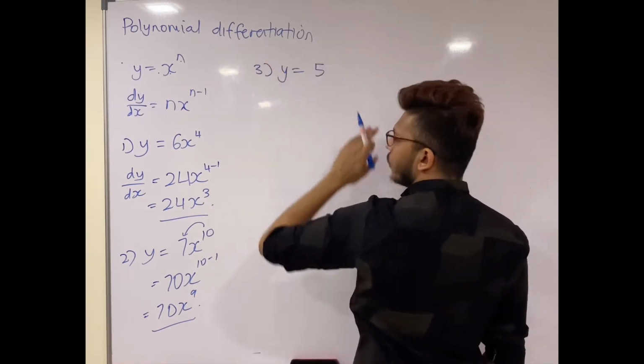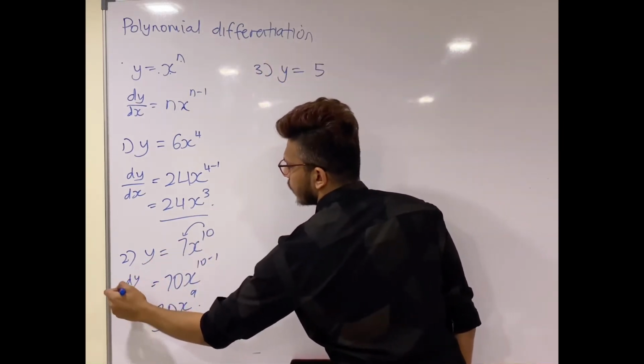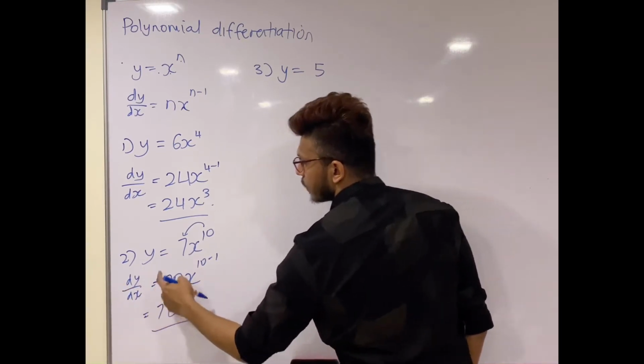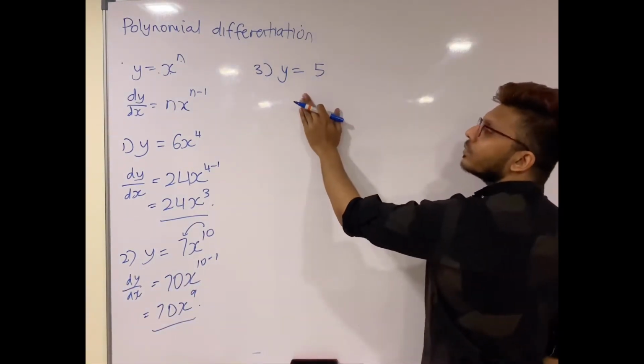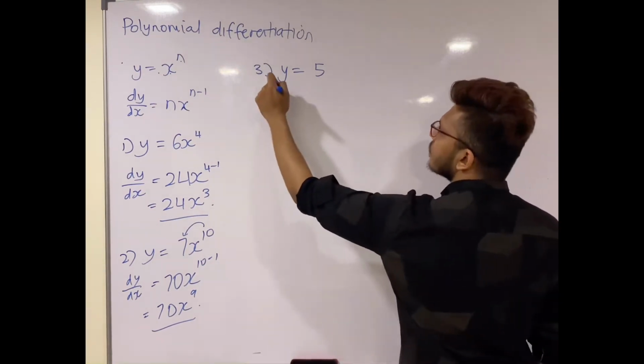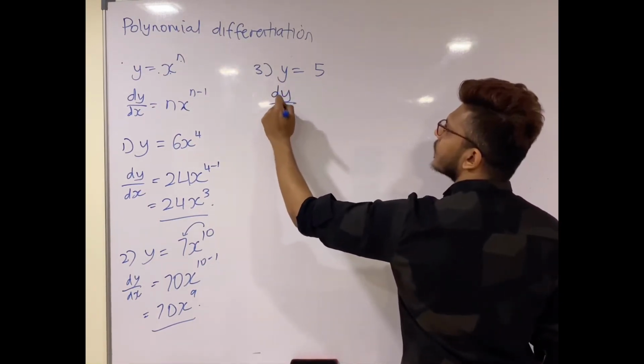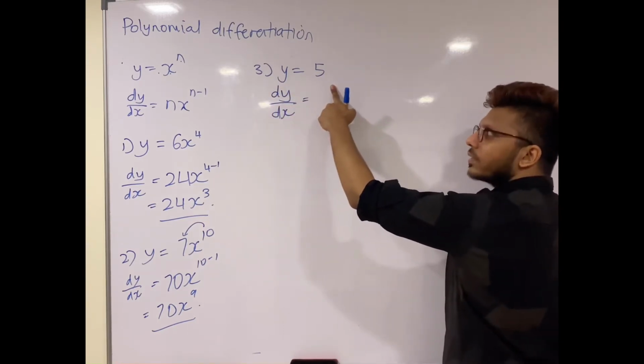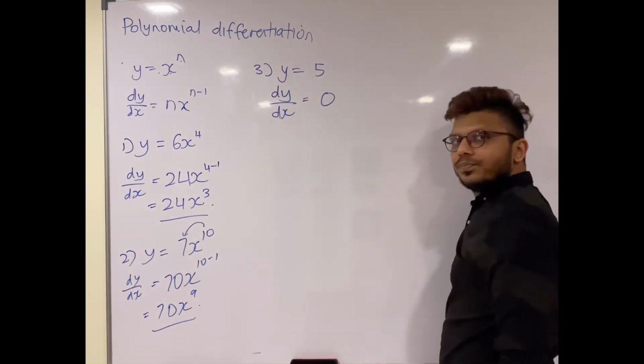Okay, what happens if it's just a number? You have to write dy over dx. It's important for you to write this. It's not equal to y. Now, what happens if you have y equals 5? How do you find your dy dx? This is a constant, there is no x. Hence, the answer is going to be 0.